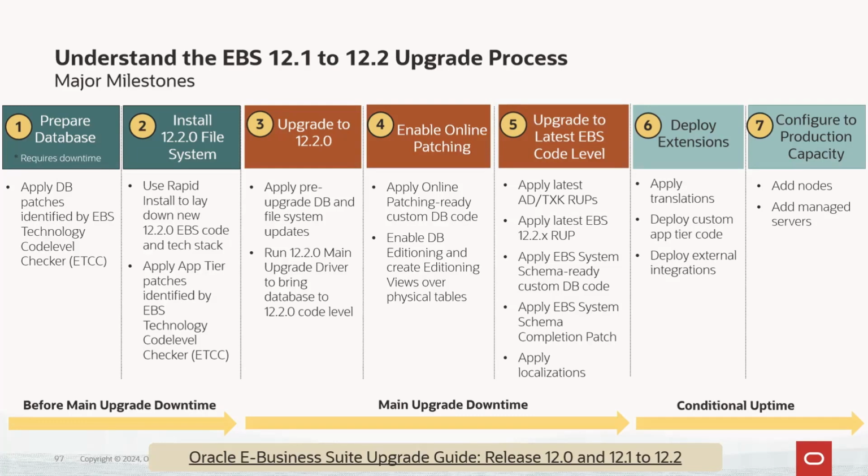Then at step 6 and 7, you can actually have what we call conditional uptime. That is, you can have the system brought online so that your testers can begin testing while others on the IT team continue on to deploy the various extensions and configure your system to full production capacity. Again, all of this is detailed in the upgrade guide.